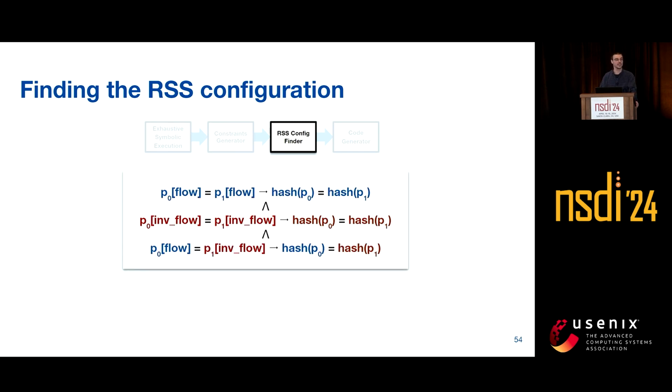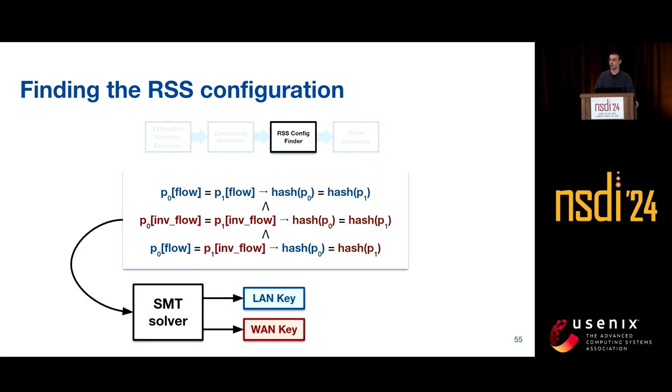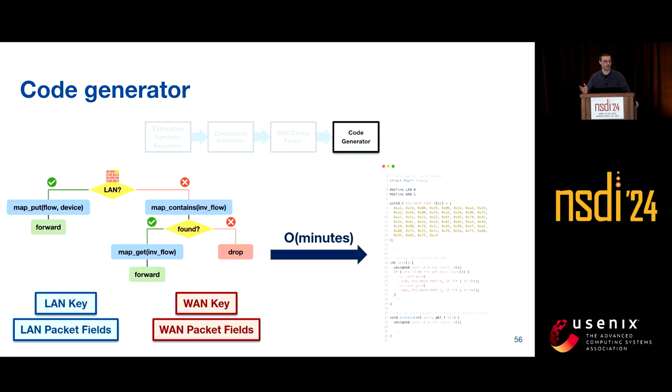So we formulate this as an SMT problem and feed it into an SMT solver, which gives us exactly the NIC configuration that allows us to do this. At the end of our pipeline, we just grab our model and our NIC configuration, and in a matter of minutes, we generate the final parallel implementation.